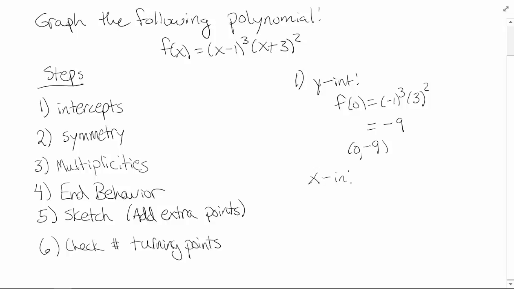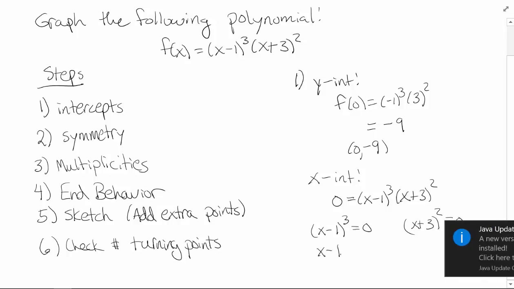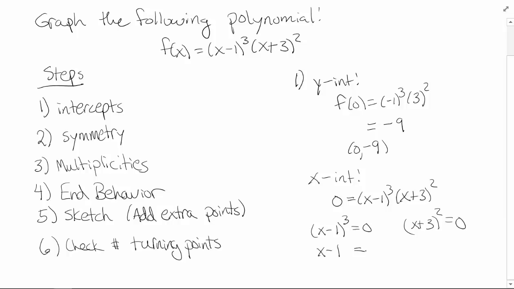X-intercepts, you're on the x-axis, which means your y value or your output is 0. So I'm looking at 0 is equal to (x minus 1) cubed times (x plus 3) squared. So I have a product of two things equal to 0. So that either means (x minus 1) cubed is equal to 0 or (x plus 3) squared is equal to 0. Looking at (x minus 1) cubed, take a cube root of both sides. Left-hand side, you're left with just x minus 1. Right-hand side, left with 0. Add 1 to both sides, you get x is equal to 1.